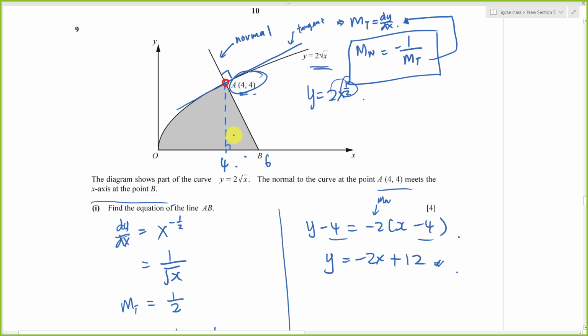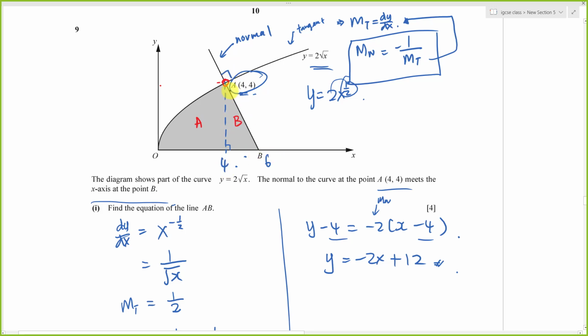Then from the intersection point, draw a perpendicular line toward your x-axis or y-axis. But most of the time it's the x-axis. Because here if I draw toward the y-axis, I don't have any shaded region, so there's no point for me to draw toward the y-axis. So I will draw toward the x-axis. Why do I do that? Because I will separate my area into part A and part B.